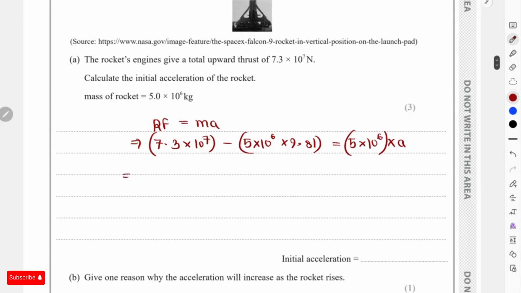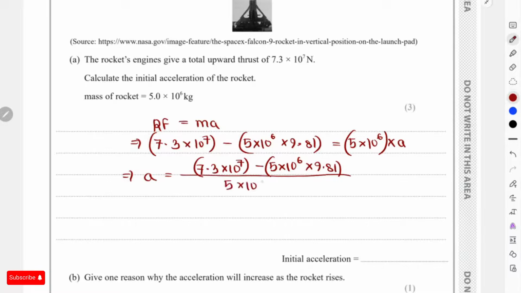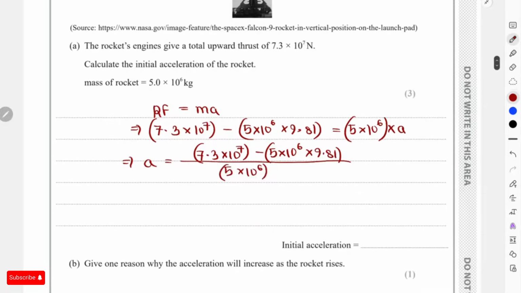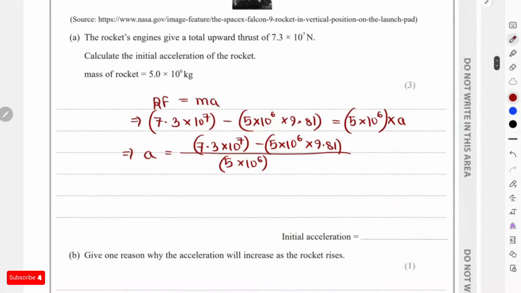Now again, if you make A the subject, that is going to be 7.3 multiplied by 10 to the power 7 minus 5 times 10 to the power 6 multiplied by 9.81, and this entire thing will be divided by 5 into 10 to the power 6. So if you calculate it, you're supposed to get a value of approximately 4.78 meters per second squared.